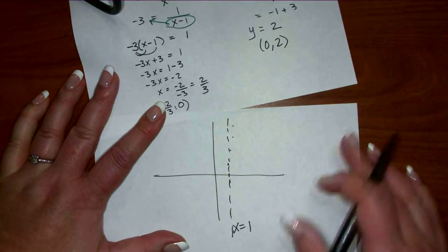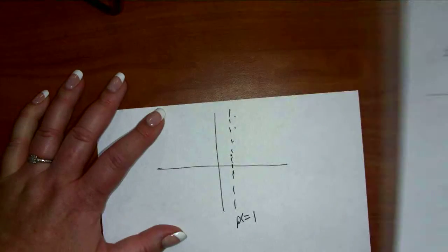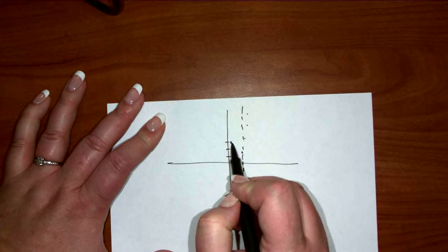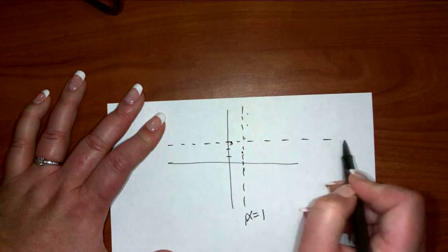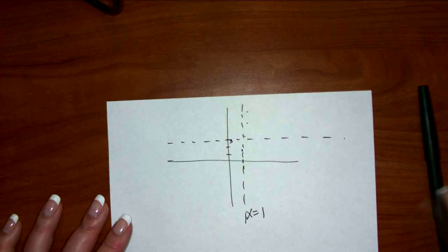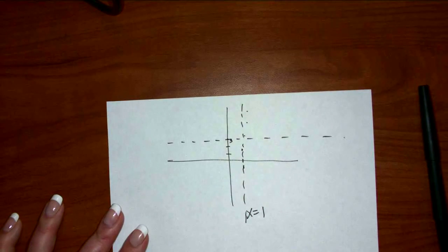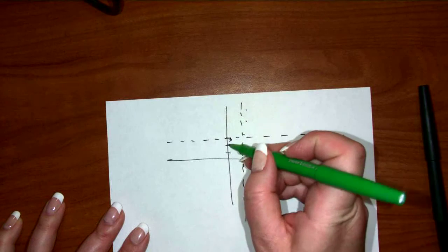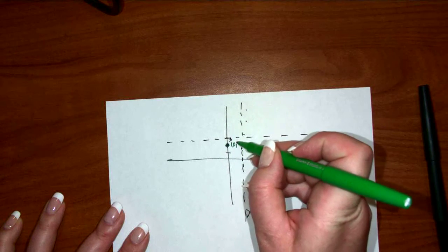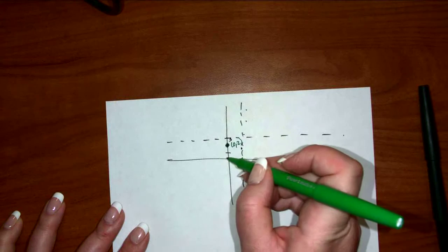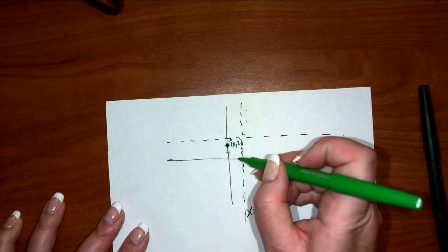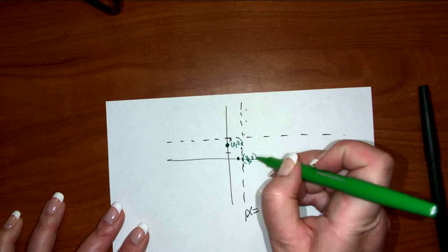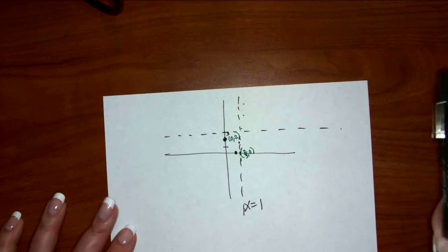And then our other one was what? Y is 3. 1, 2, 3. So that goes across the 3 like that. Plot your 2 points. So 0, 2. And 2/3. This is 1, so 2/3 is about here. So they're both in one quadrant, but that's okay.